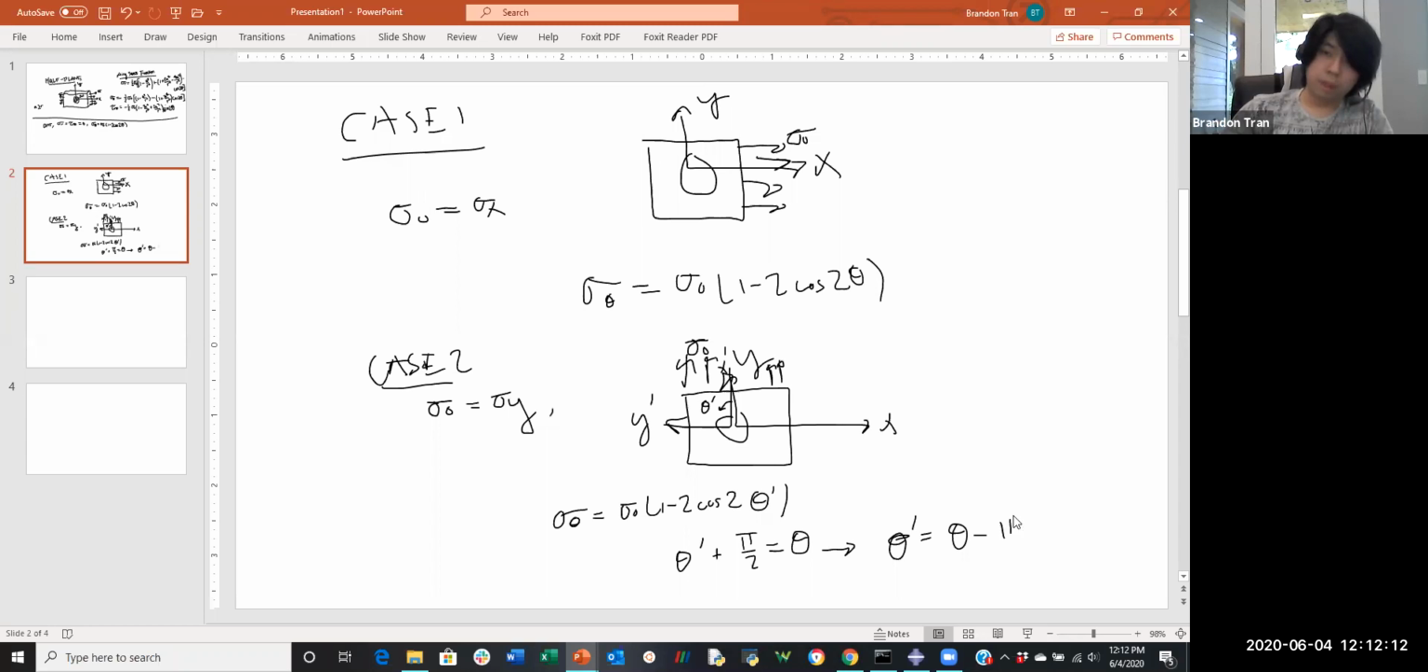Pi over 2, okay? And essentially that's how you would solve this equation right here if you only have a case where you have sigma y. Okay, I will go ahead and fix that in post.